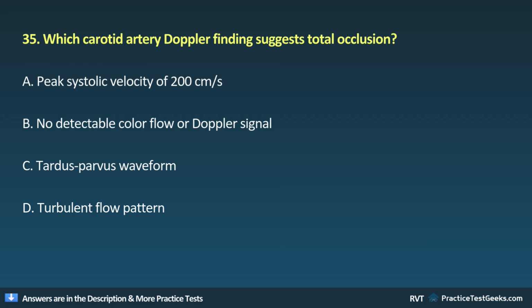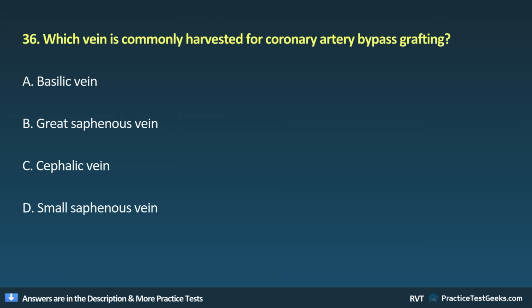35. Which carotid artery Doppler finding suggests total occlusion? A. Peak systolic velocity of 200 centimeters per second. B. No detectable color flow or Doppler signal. C. Tardus parvus waveform. D. Turbulent flow pattern.